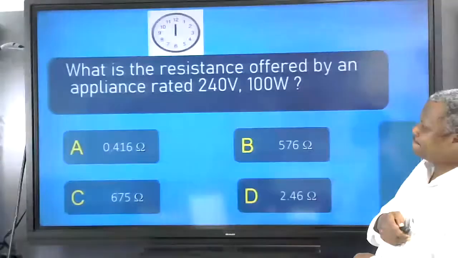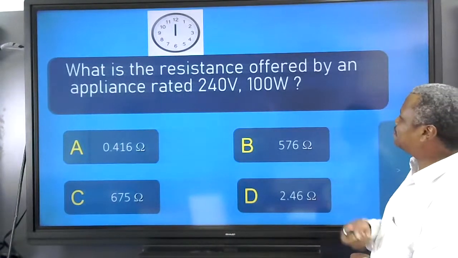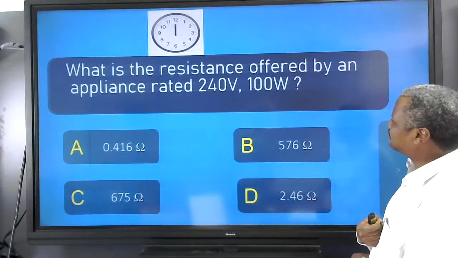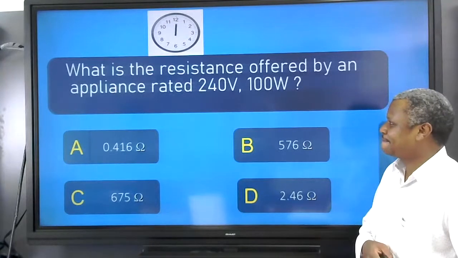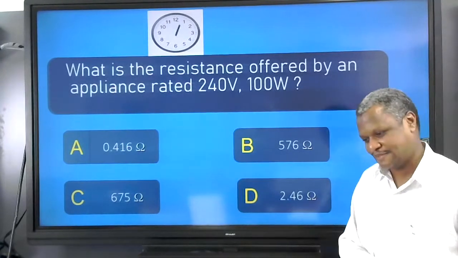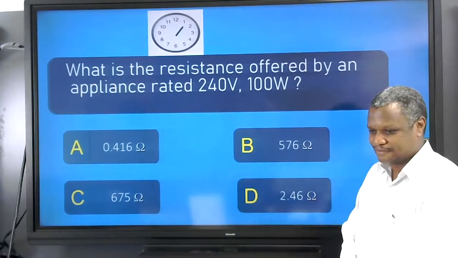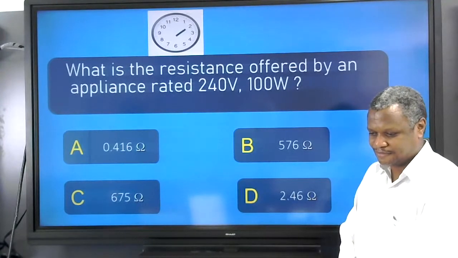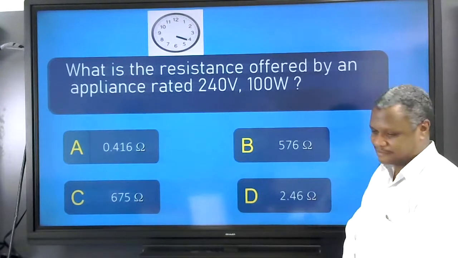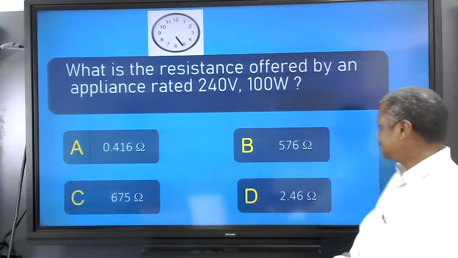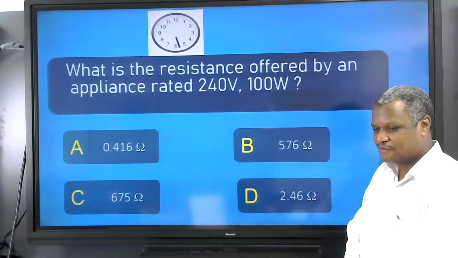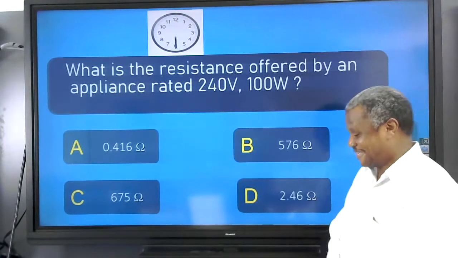Question number four. What is the resistance offered by an appliance rated 240 volts, 100 watts? Timer begins. 2 minutes. Question 4, 3 room 8, number 10, B, 576. 3 room 1, number 30. Yes, correct.